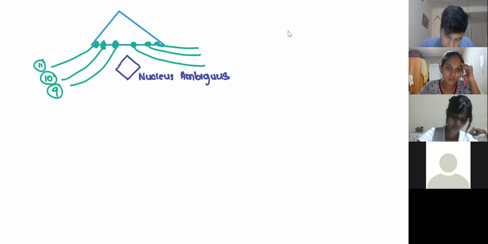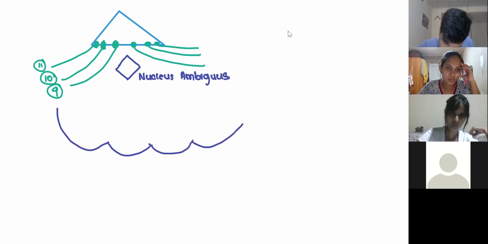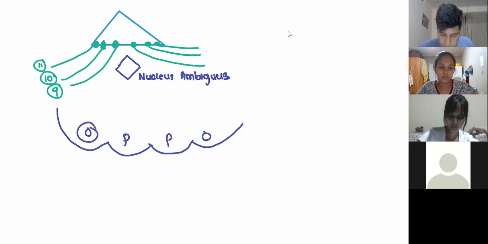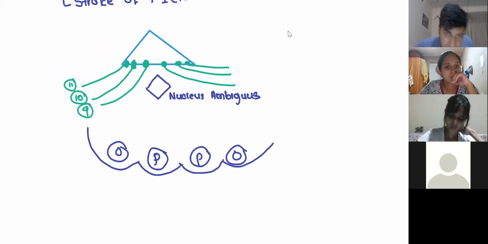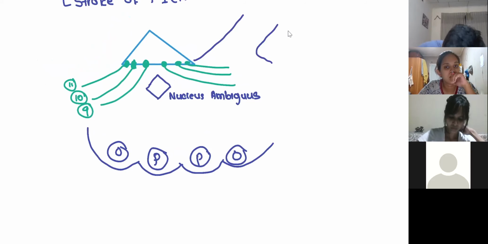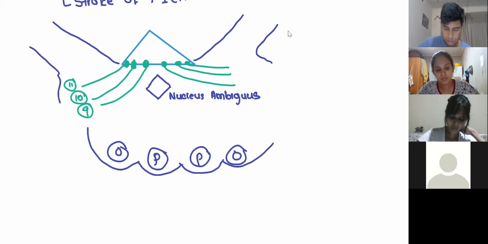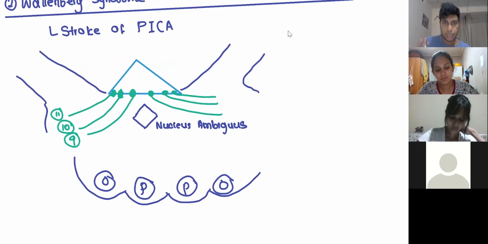Okay. And for the sake of completion, here are the olive, pyramid, olive structures. There's a lot more structures to add, but basically just know this. And from here, we have the cerebellar peduncles. We have the cerebellar peduncle, which goes behind.